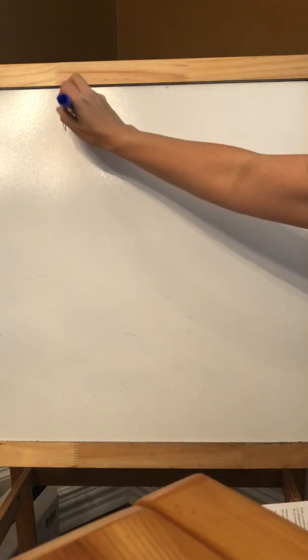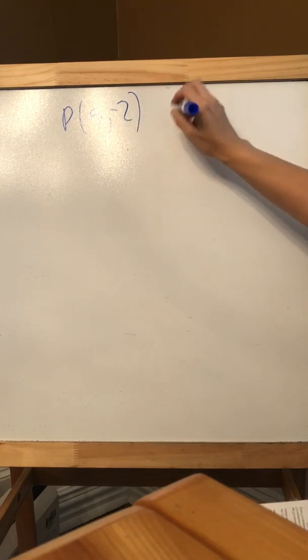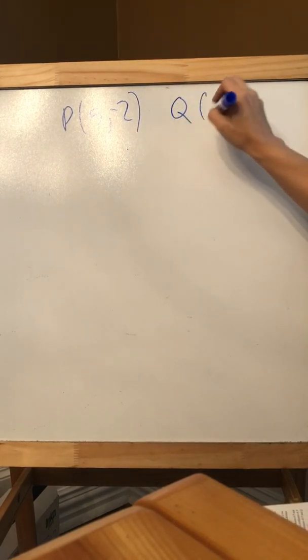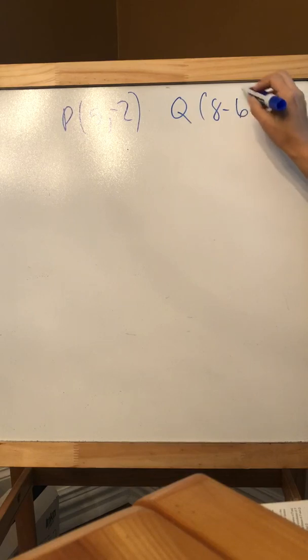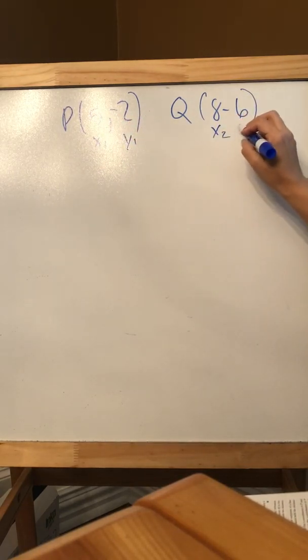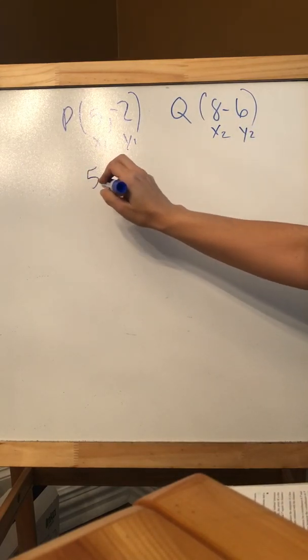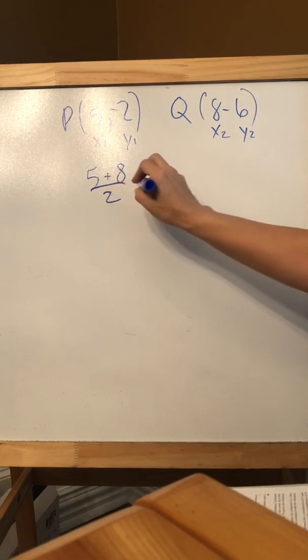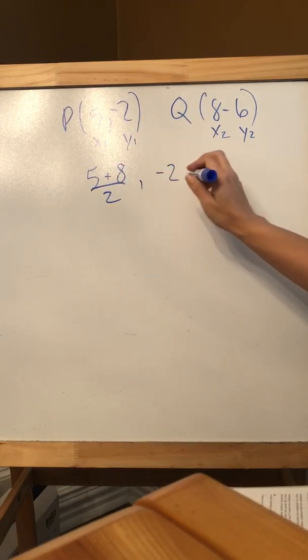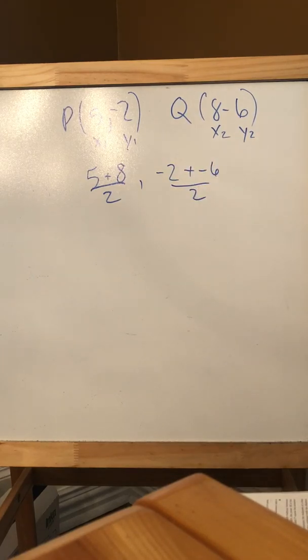Practice 7 says find the midpoint of the line segment that joins P, which is 5, -2, and Q, which is 8, -6. Okay, so assign them values, X1, Y1, X2, Y2. All right, so let's use the midpoint formula. So we have 5 plus 8 divided by 2, and we have -2 plus -6 divided by 2.